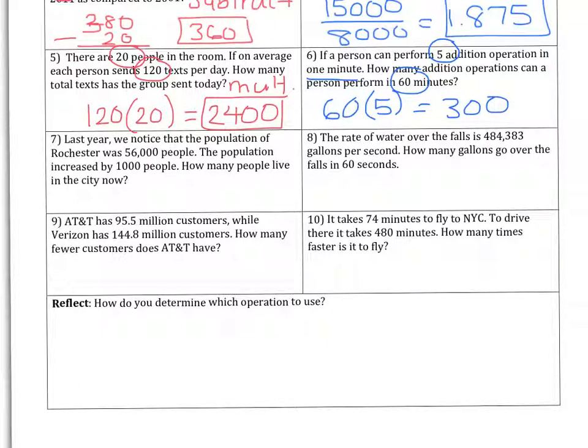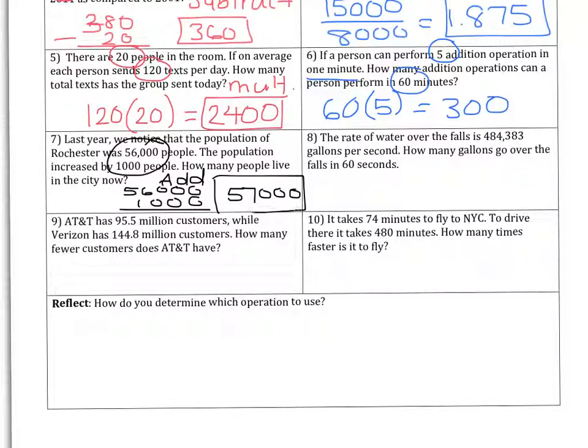Okay, next one. Last year, we noticed that the population of Rochester was 56,000 people. The population increased by 1,000. How many people live in the city now? To figure out how many more, we have to add. So 56,000 plus 1,000 is 57,000. 57,000 people now live in the city.